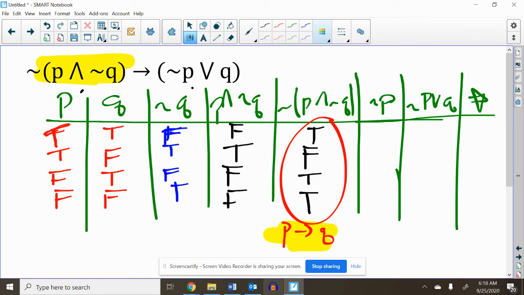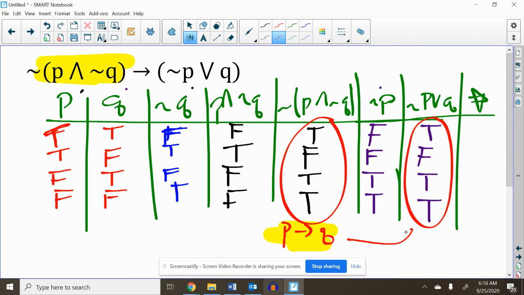And okay, tilde P is going to be false, false, true, true. Tilde P or Q. So tilde P or Q. False or true is true. False or false is false. True or true is true. True or false is true. Hey, that's actually the same thing. True, false, true, true. That's also P implies Q.